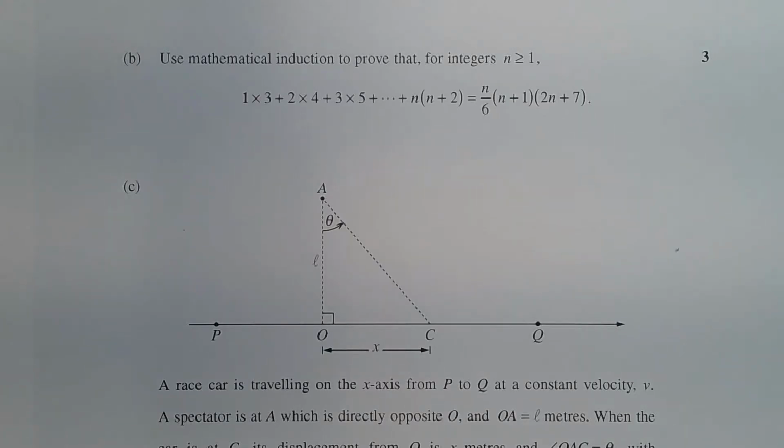Question 3b. Use mathematical induction to prove that, for integers n greater than or equal to 1, 1 times 3 plus 2 times 4 plus 3 times 5 plus ... plus n times (n plus 2) equals n over 6 times (n plus 1) times (2n plus 7).